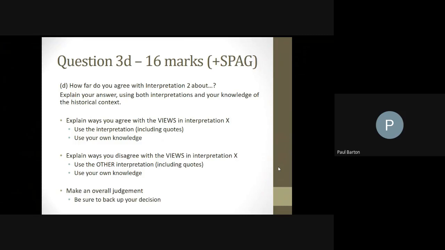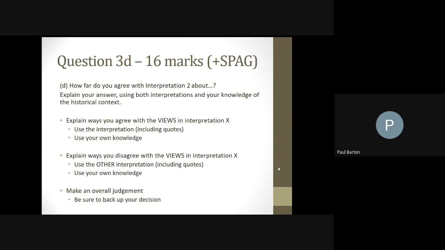But it's worth pointing out the same examiner doesn't mark your 3B, your 3C, and your 3D. They won't know what you've written in previous questions. So you have to make that clear again for this question. So in that introduction, say, I largely agree, or I strongly agree, or I largely disagree, whatever you think, with the view in interpretation 2, and then tell me what the view is. So you know, and the examiner knows, what it is you're actually agreeing with or disagreeing with. Make sure that's really clear in that introduction, because then you can link everything to that.